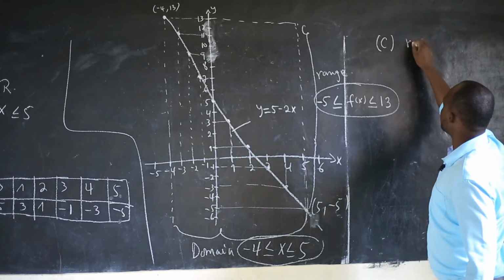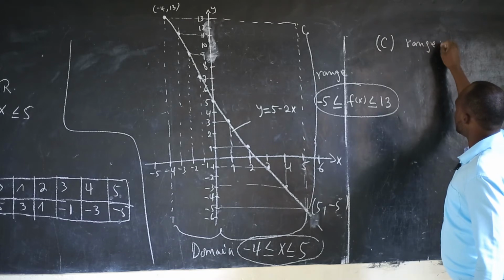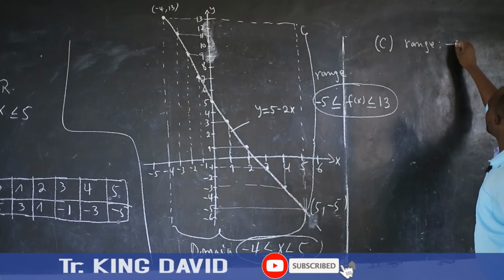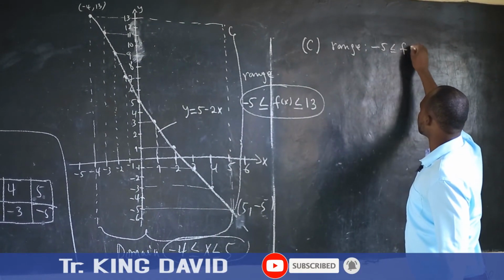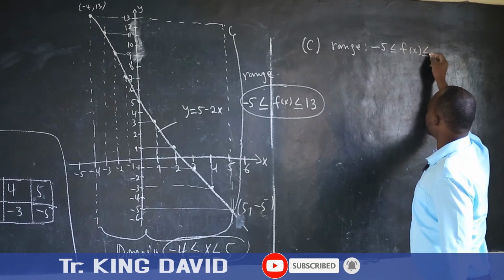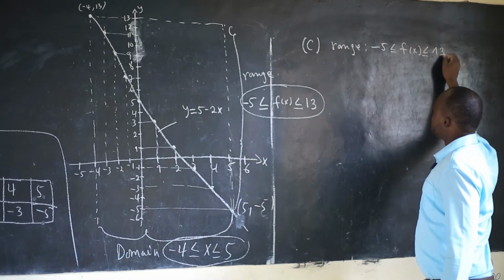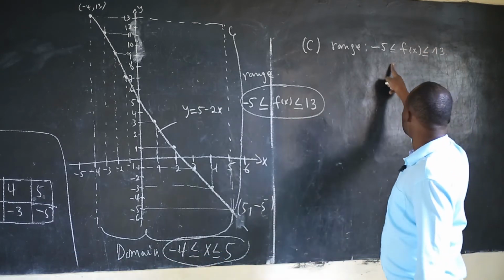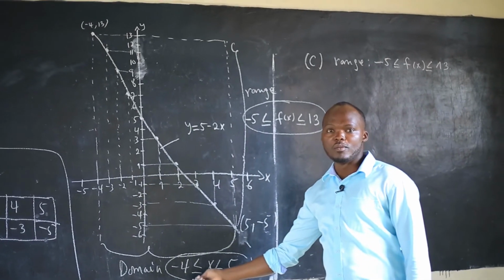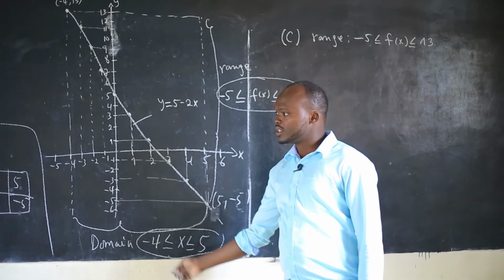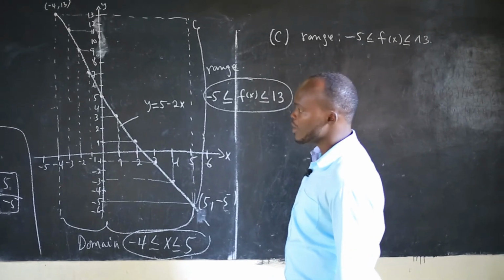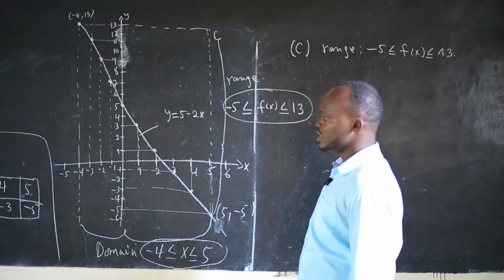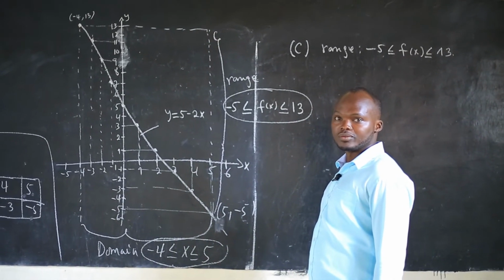So now the range is from -5 less or equal to f of x less or equal to 13. So why am I using less or equal to? It's because even in the domain there is less or equal. So I hope now you are getting that. That's example number 1. We can go to example number 2.